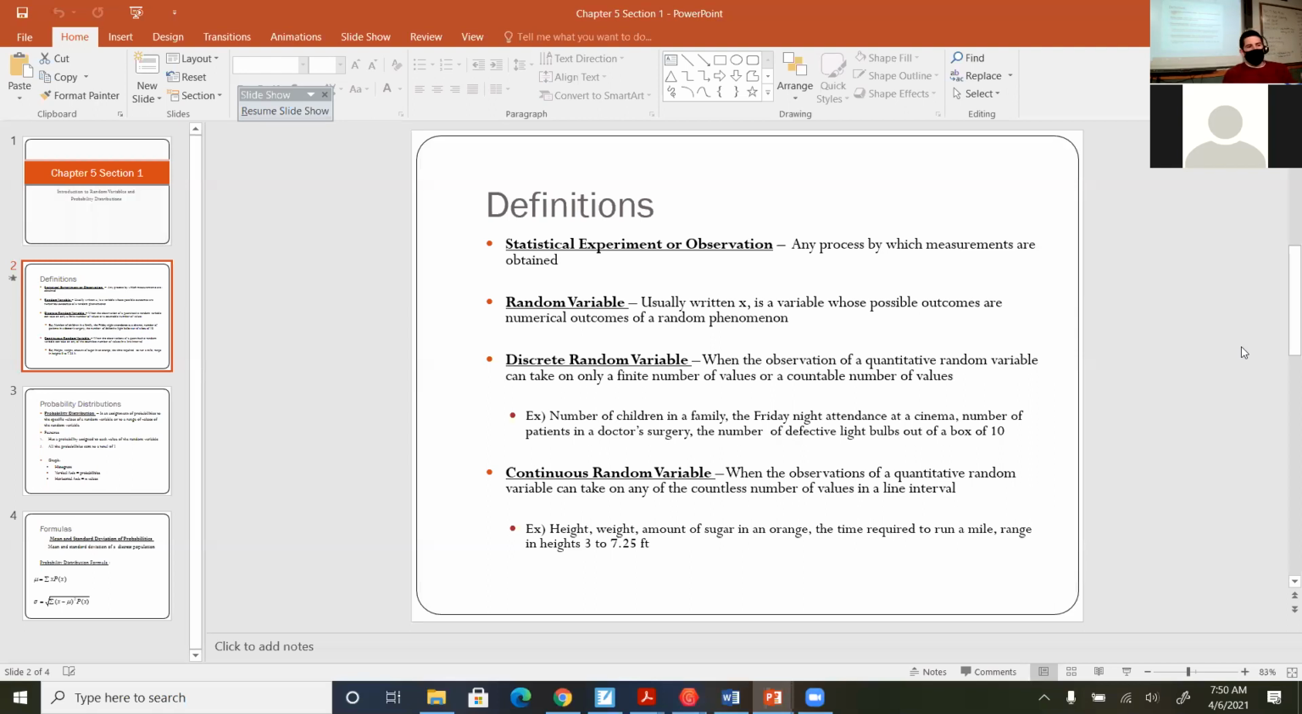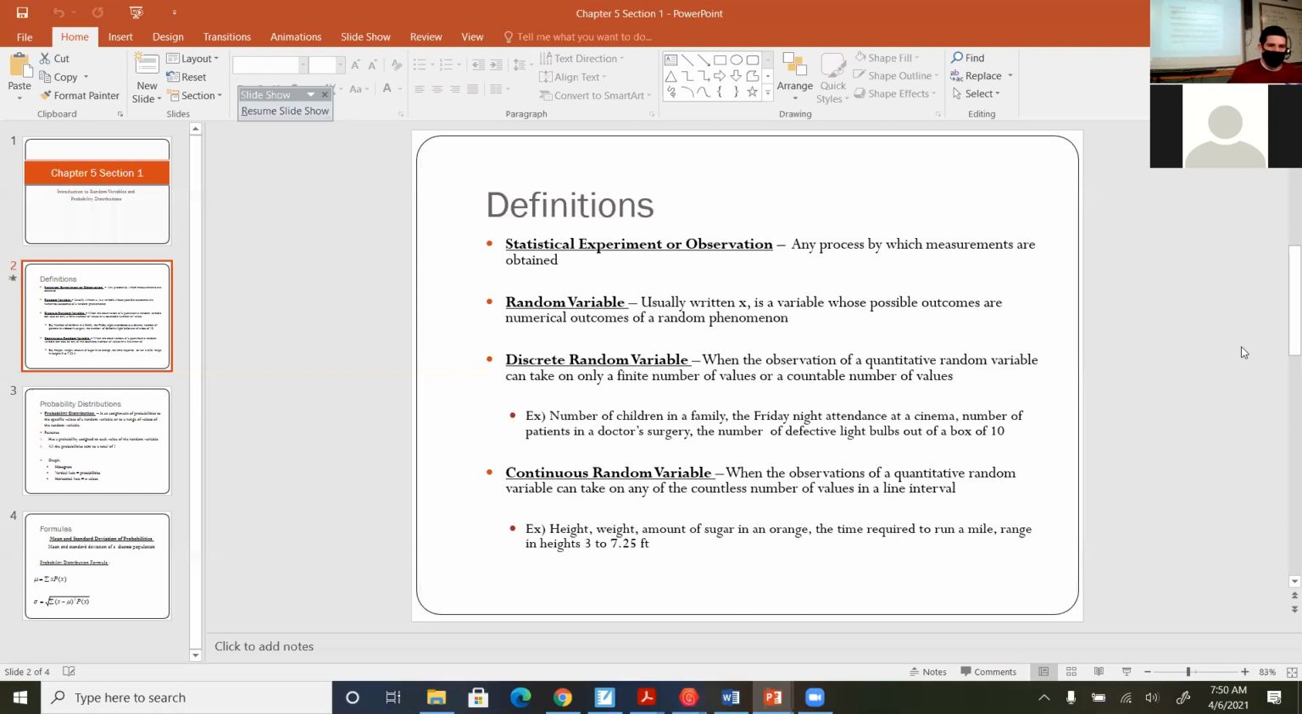And anyway, with random variables, we usually record the variable as x. So when I have the formulas, I'm going to write p of x. That's the probability of that random variable occurring. And it's the variable whose possible outcomes are numerical outcomes, and it's of a random phenomenon. A phenomenon is just an event. So we are going to have variables usually as x, and they're just the outcomes of something happening.